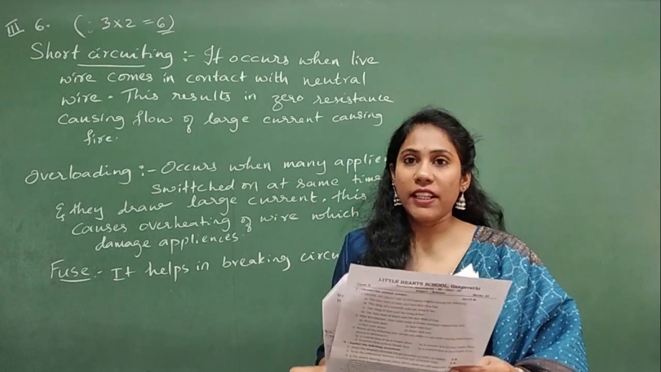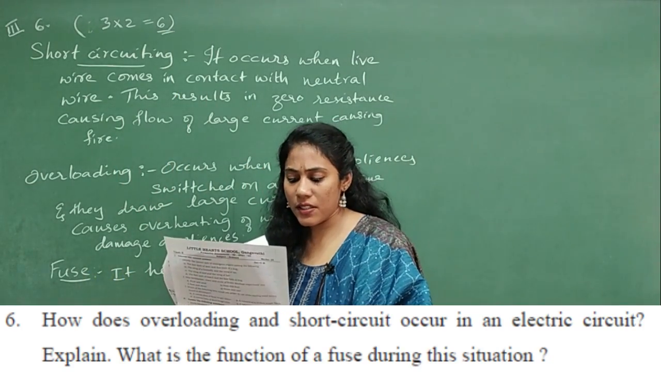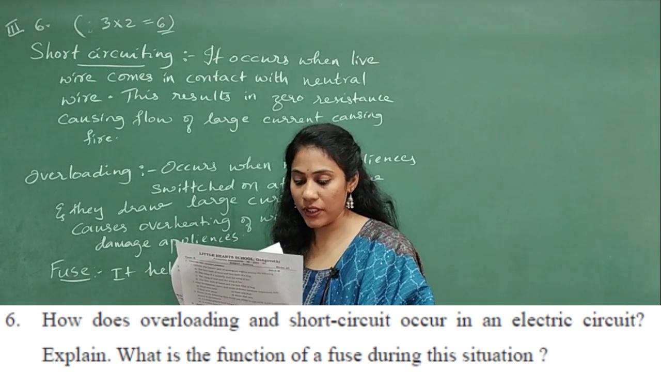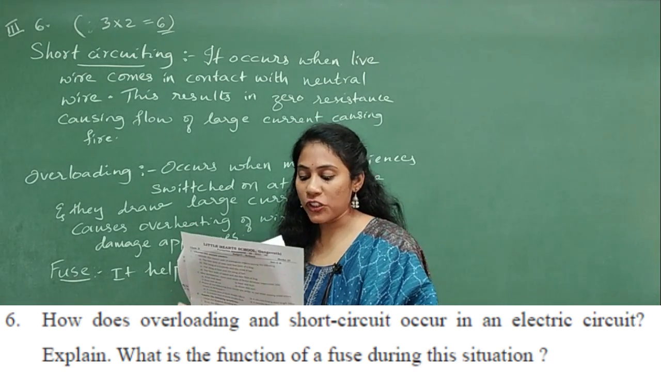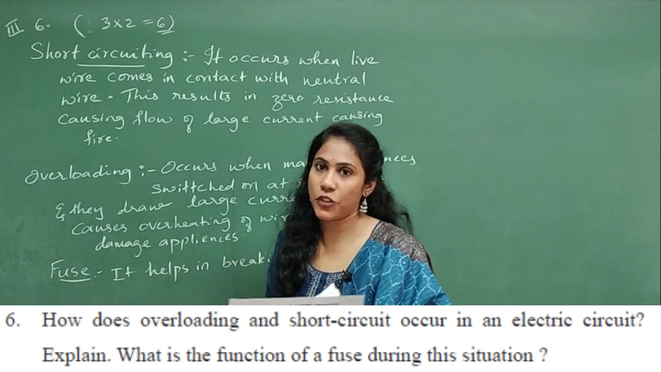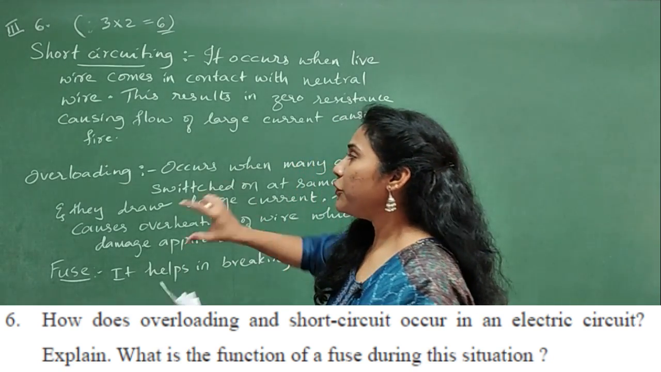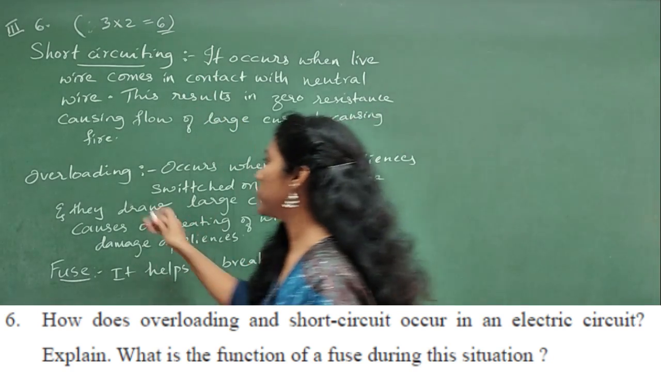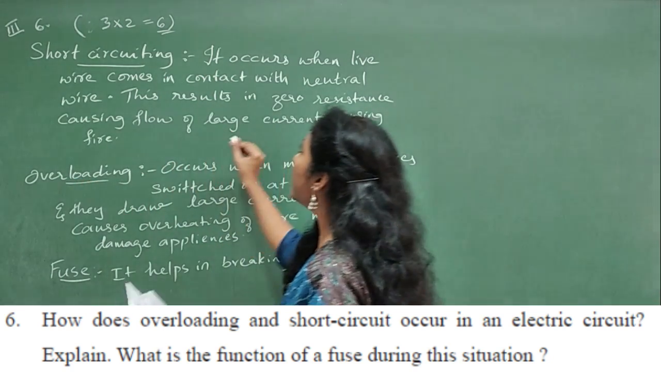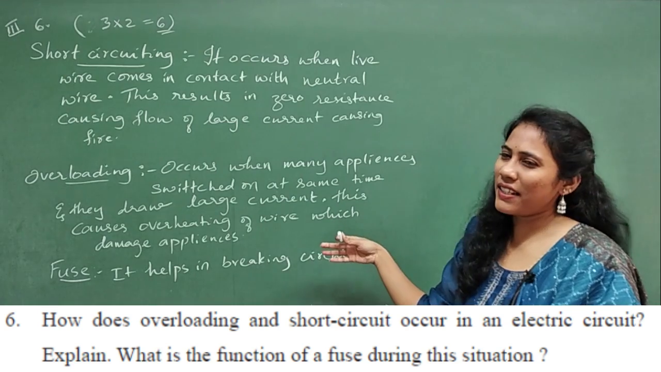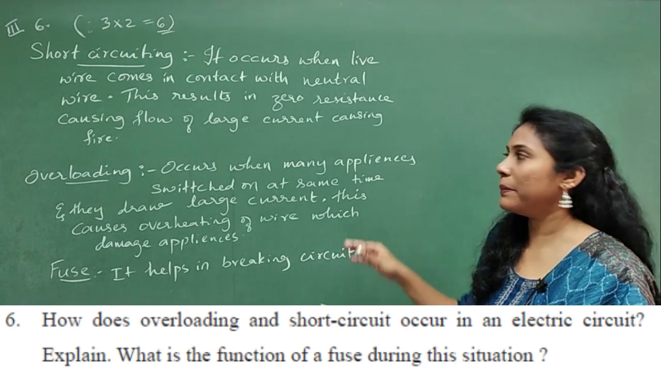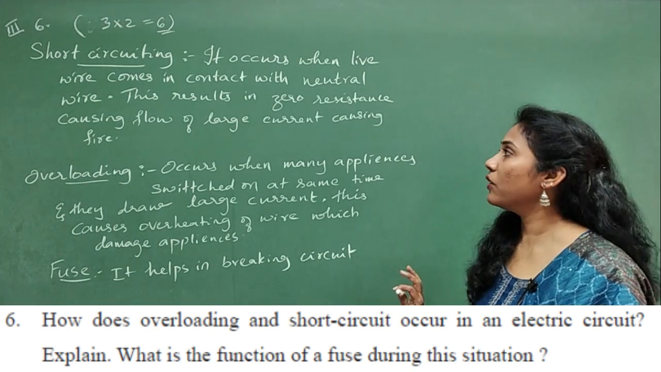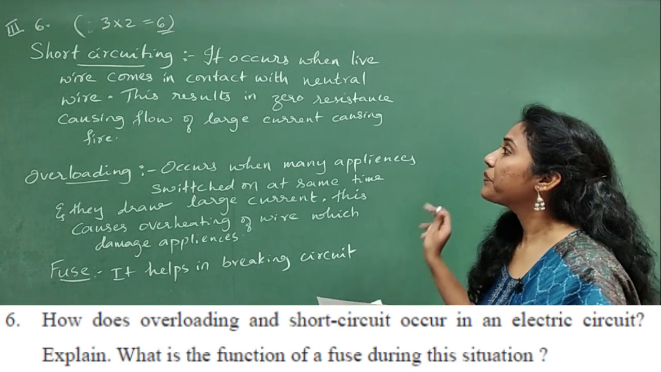So sixth question is this. How does overloading and short circuit occur in an electric circuit? Explain. What is the function of a fuse during this situation? See, you have to write the definition of short circuiting and overloading, that much. So what do you mean by short circuiting? See, I have written the answer in a very simple form. You can copy down this answer in your book, so that it's very easy to remember.